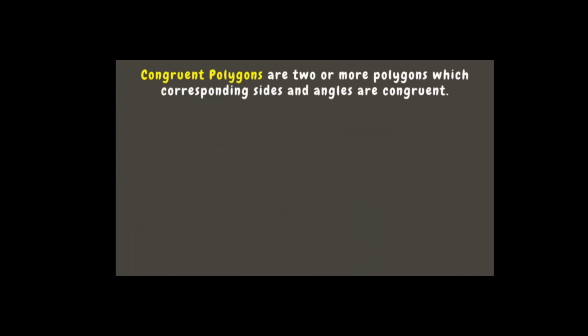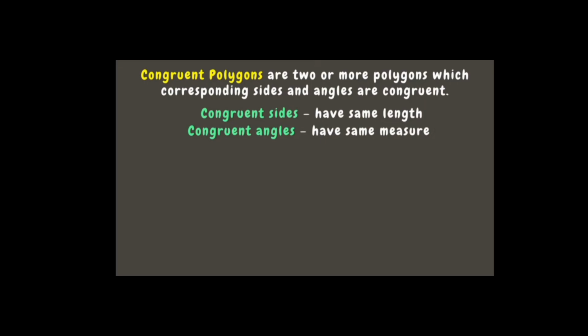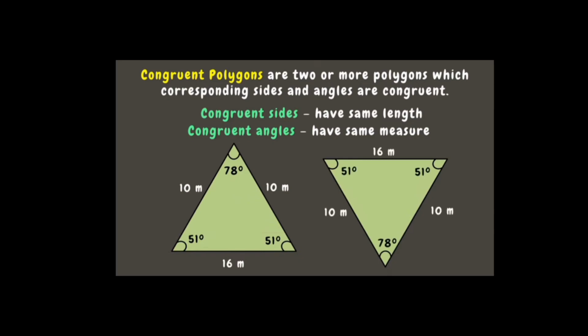Congruent polygons are two or more polygons whose corresponding sides and angles are congruent. We can say sides are congruent if they have the same length, while angles are congruent if they have the same measure. For example, we have here two triangles. Let us observe. We can see that these two triangles have the same measurement of angles, where two angles are 51 degrees and one angle is 78 degrees. Therefore, they have congruent angles.